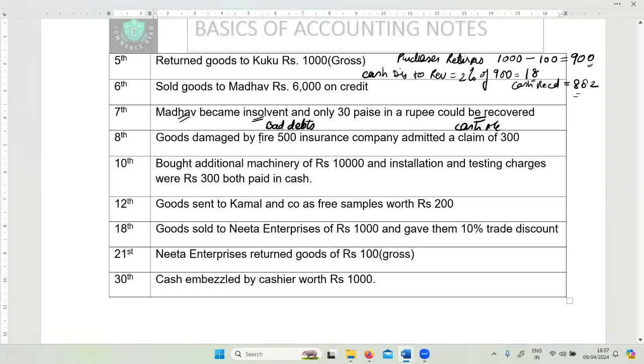Next is on 8th. Goods were damaged by fire, 500 rupees worth, and insurance company admitted a claim of 300. Fine. So goods account is one account, damage by fire is another account, and insurance company is giving us payable, or receivable from insurance company's account will be the third account. Goods are going out because they're damaged by fire. Loss by fire is a nominal account, loss is debited. Insurance company has to make us a payment, so that account will be debit.